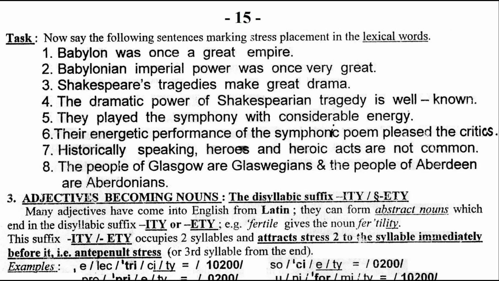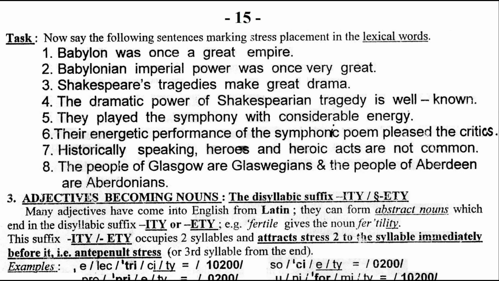Aberdeen is a British city as well, so it is stressed on deen, the primary stress on deen, and we have a secondary stress on A, on the first syllable. Are is not stressed. To be is never stressed. Aberdonians is an adjective. The stress is on do, on the penult, because of the ian rule. So, the people of Glasgow are Glaswegians and the people of Aberdeen are Aberdonians.